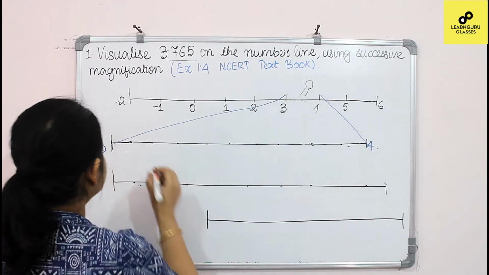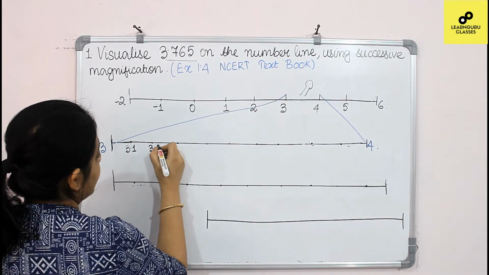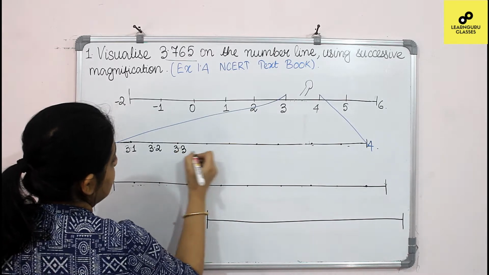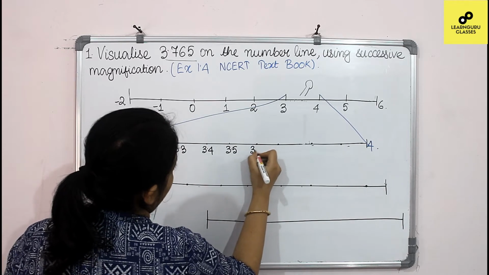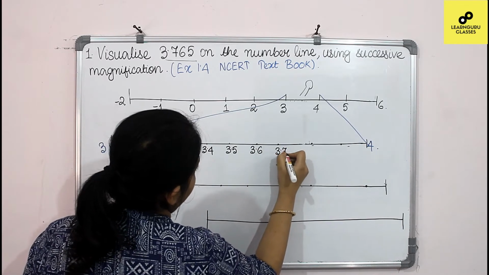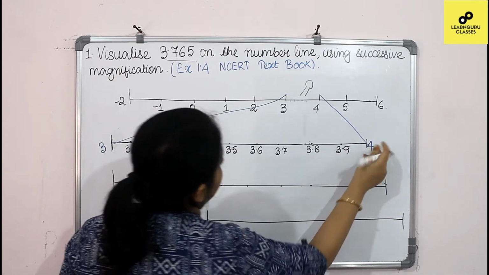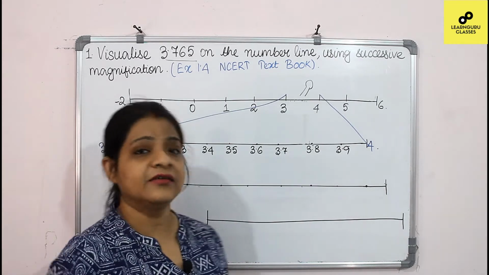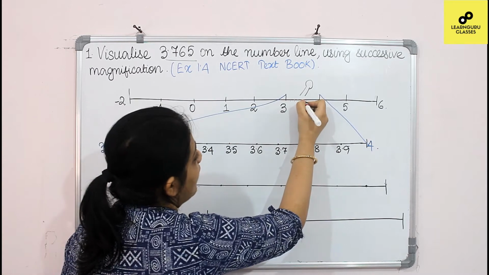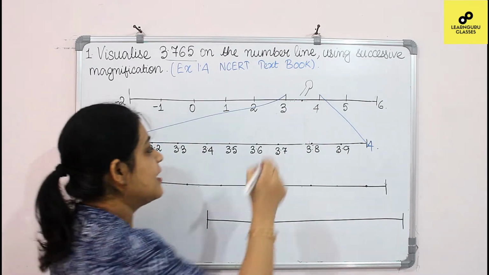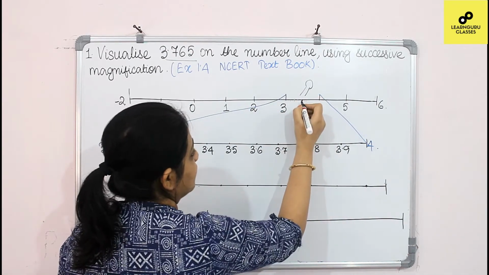Okay, so what are those parts? 3. So it will be 3.1, 3.2, 3.3, 3.4, 3.5, 3.6, 3.7, 3.8, 3.9 and 4. Means there are 9 divisions in between 3 and 4. Okay, and you have assumed in the first number line that 3.765 approximately lies in that particular area.